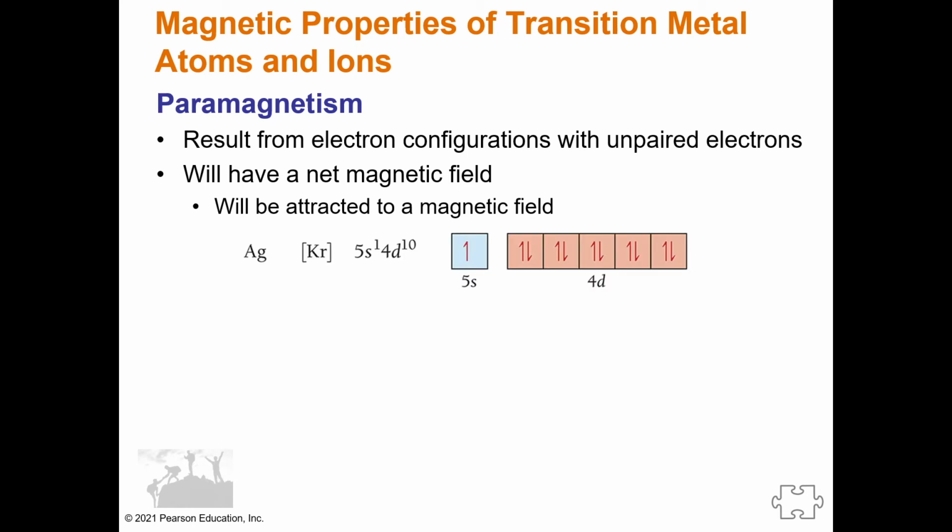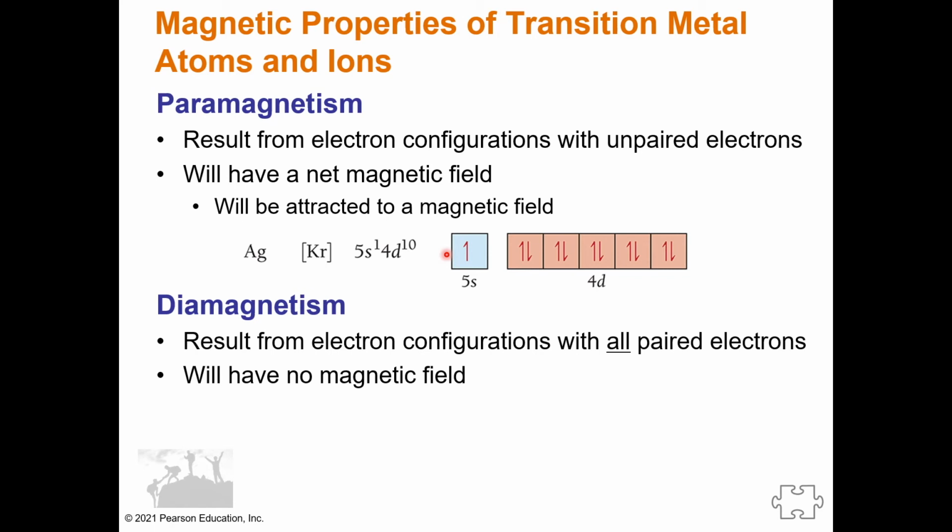And here's the electron configuration for silver. We see that it has one unpaired electron, so it exhibits paramagnetism. And this is why those atoms were either deflected upward or downward.